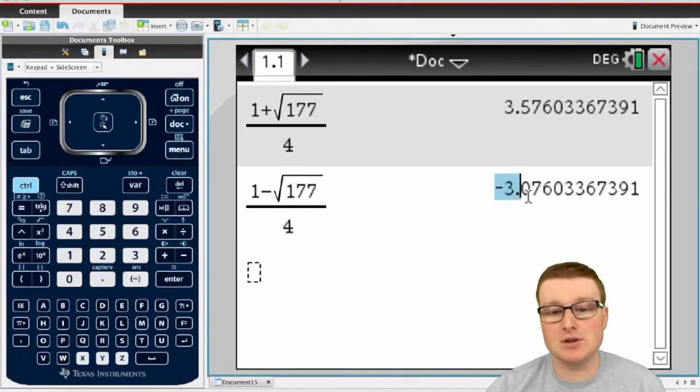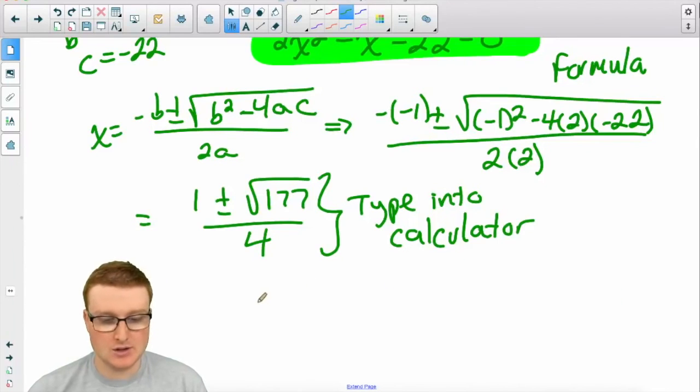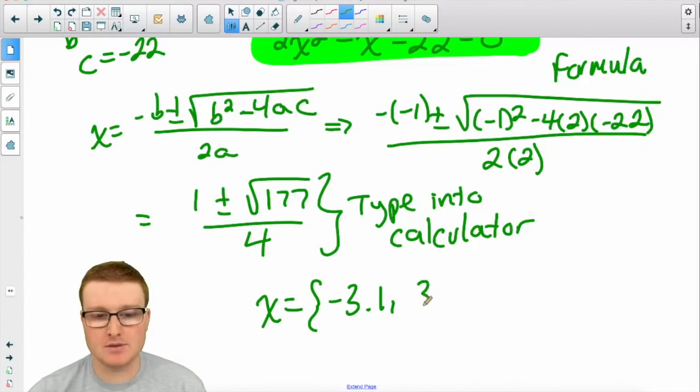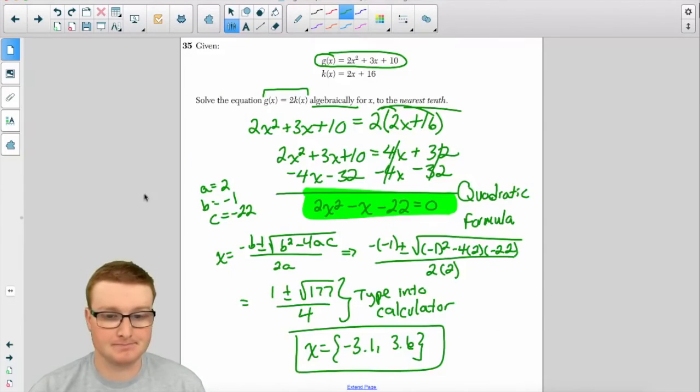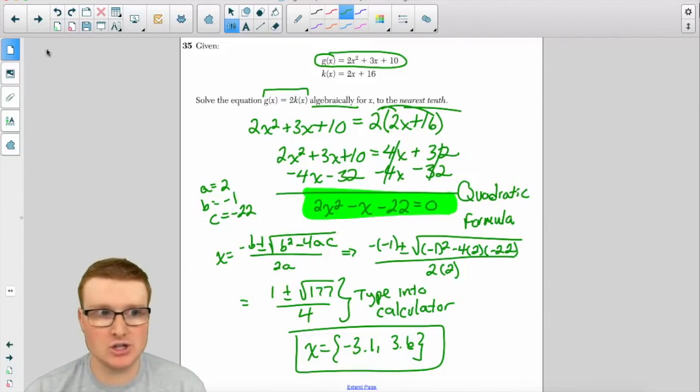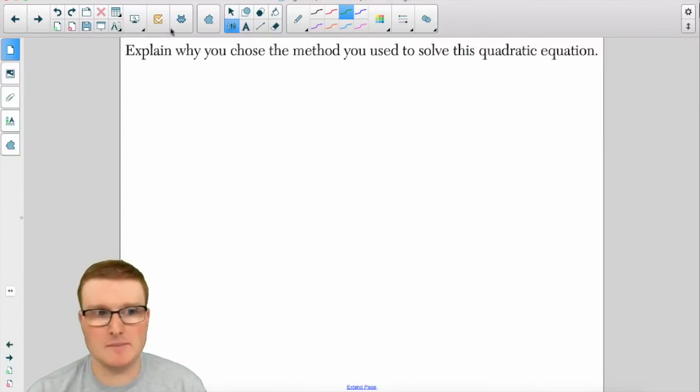There's negative 3.1. You take that 7, you round it up because it's to the nearest tenth, and you get 3.6. Okay, so we get x is equal to, swirly bracket, negative 3.1, comma, 3.6. Those are your answers. That's your solution to the system. Okay, not too bad of a question. Then it asks for a follow-up. Explain why you chose the method you used to solve this quadratic equation.